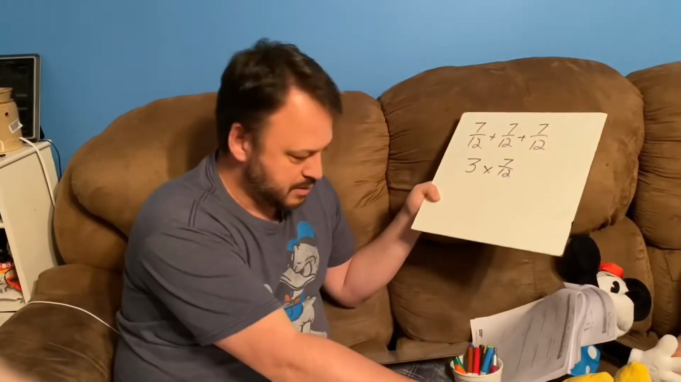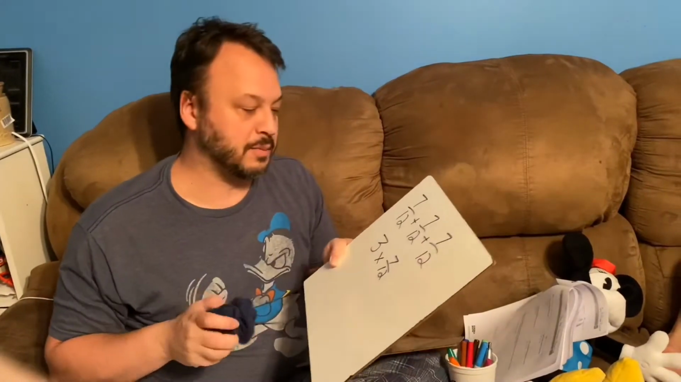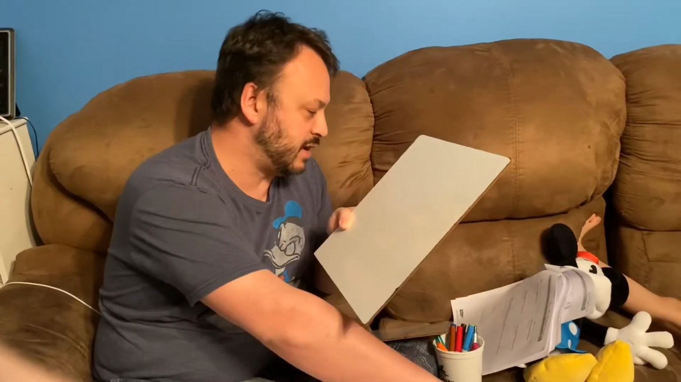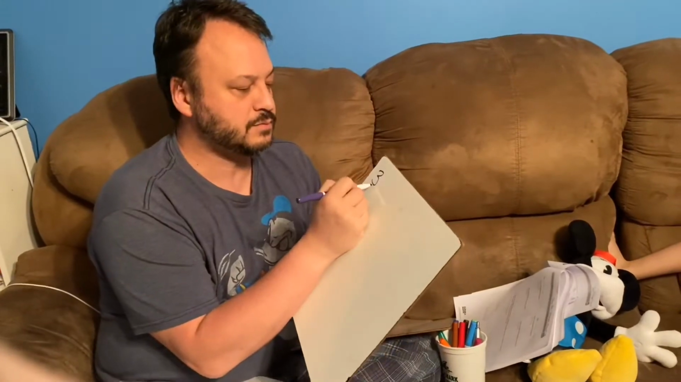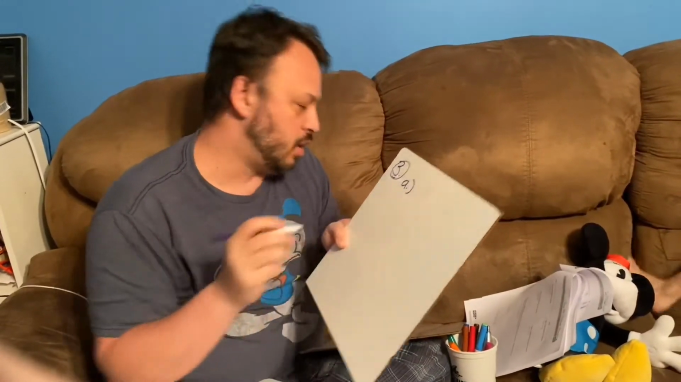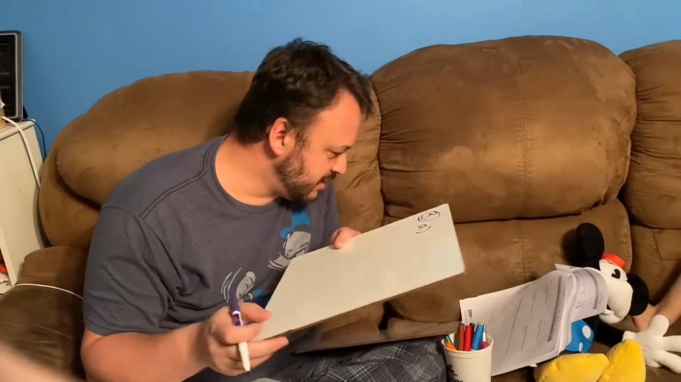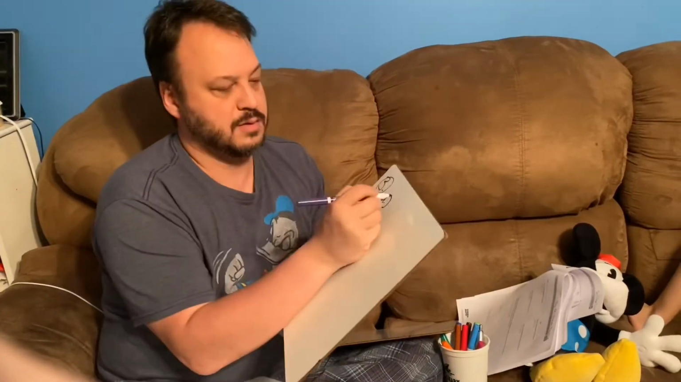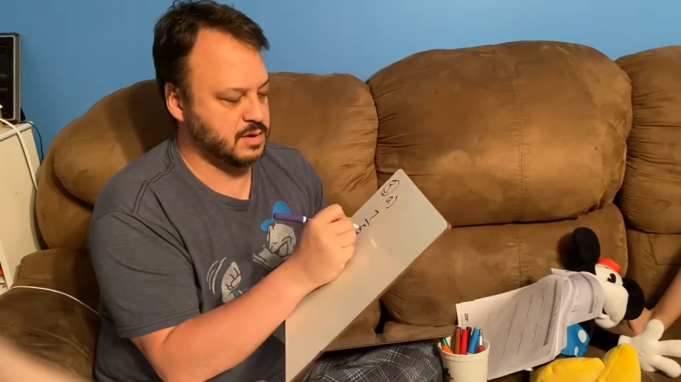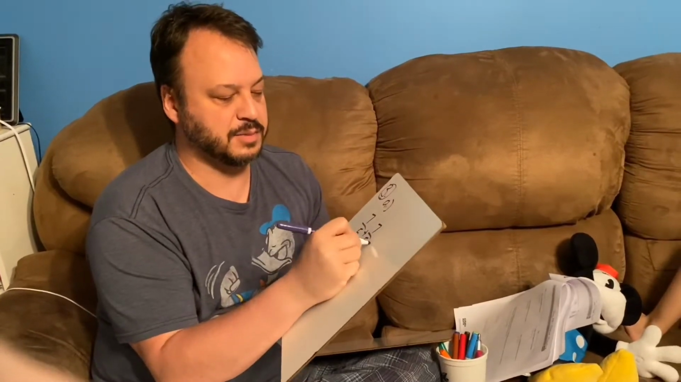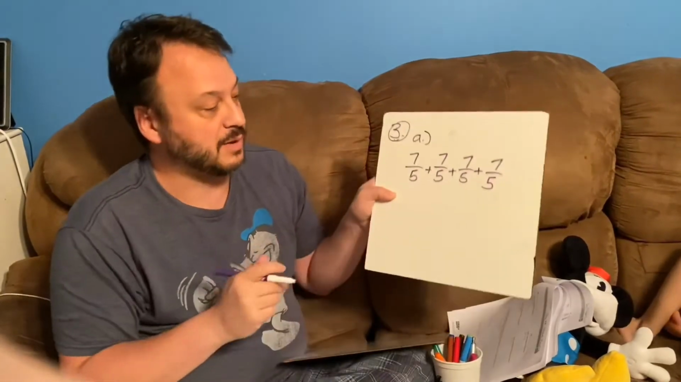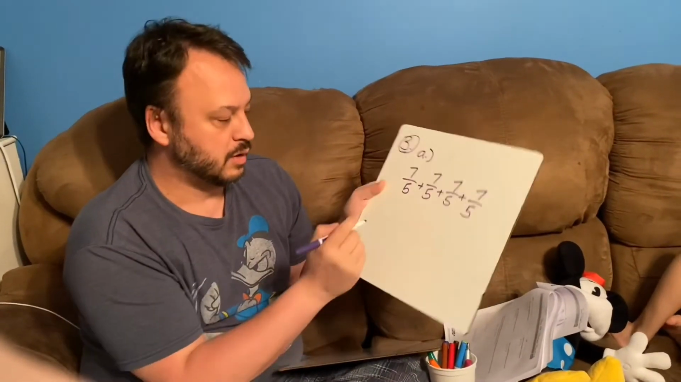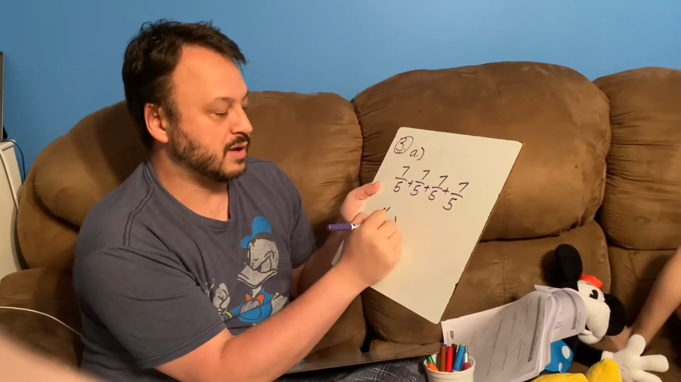Then, when you get down to problem number 3 on your guided practice, and I believe also on your homework, now they're going to start having you solve some of these. So let's look at 3A. This is 3A on your guided practice. I've got 7/5 plus 7/5 plus 7/5 plus 7/5. Well, how many times do I have it? 1, 2, 3, 4. So that's the same thing as 4 times 7/5.